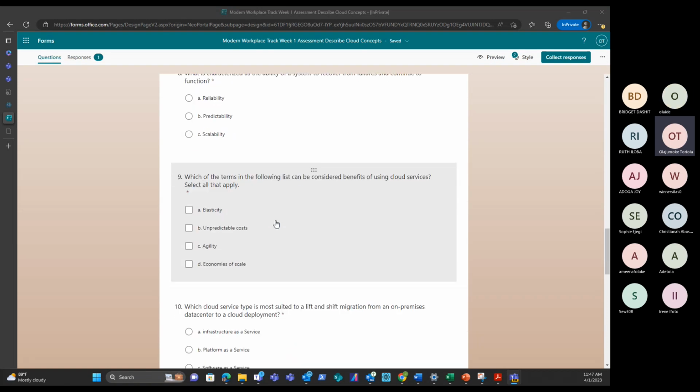So number 9 says, which of the terms in the following list can be considered benefits of using cloud services? Select all. Put down your hands first. Let me first read the question before anybody presses. Which of the terms in the following list can be considered benefits of using cloud services? Select all that apply. Now you can raise your hand, please.